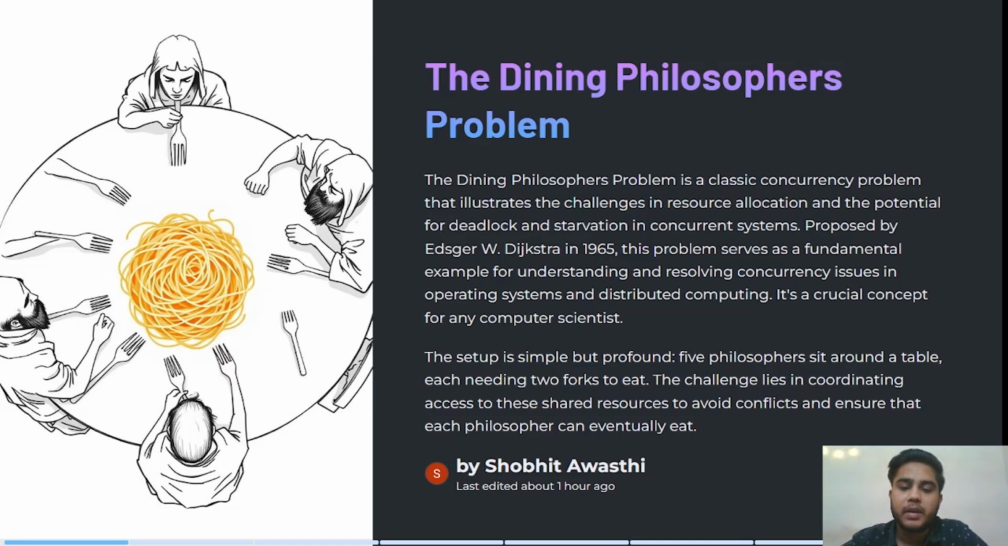The setup is simple but profound. Five philosophers sit around a table, each needing two forks to eat. The challenge lies in coordinating access to these shared resources to avoid conflicts and ensure that each philosopher can eat eventually.